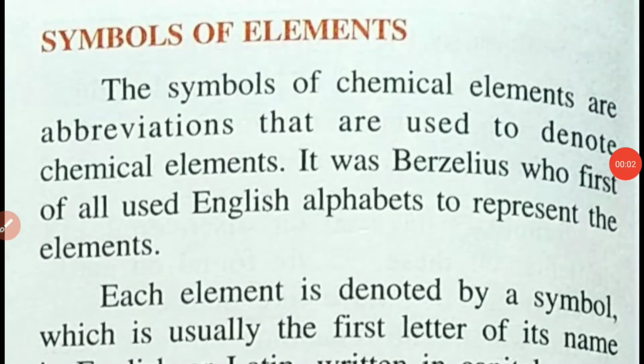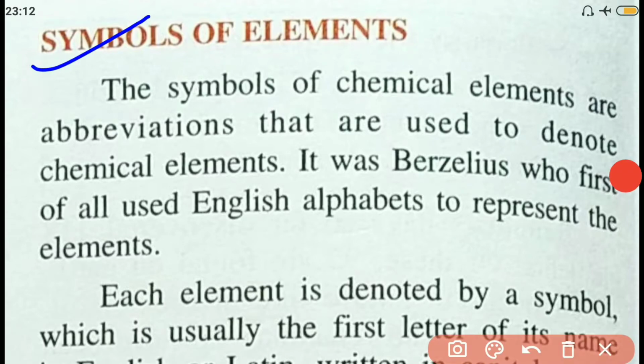This video is for class 6 chemistry, and today's topic is symbols of elements from the chapter Elements, Compounds, Symbols and Formula. The symbols of chemical elements are abbreviations, short forms, that are used to denote the chemical elements. It was Berzelius who first of all used English alphabets to represent the elements.